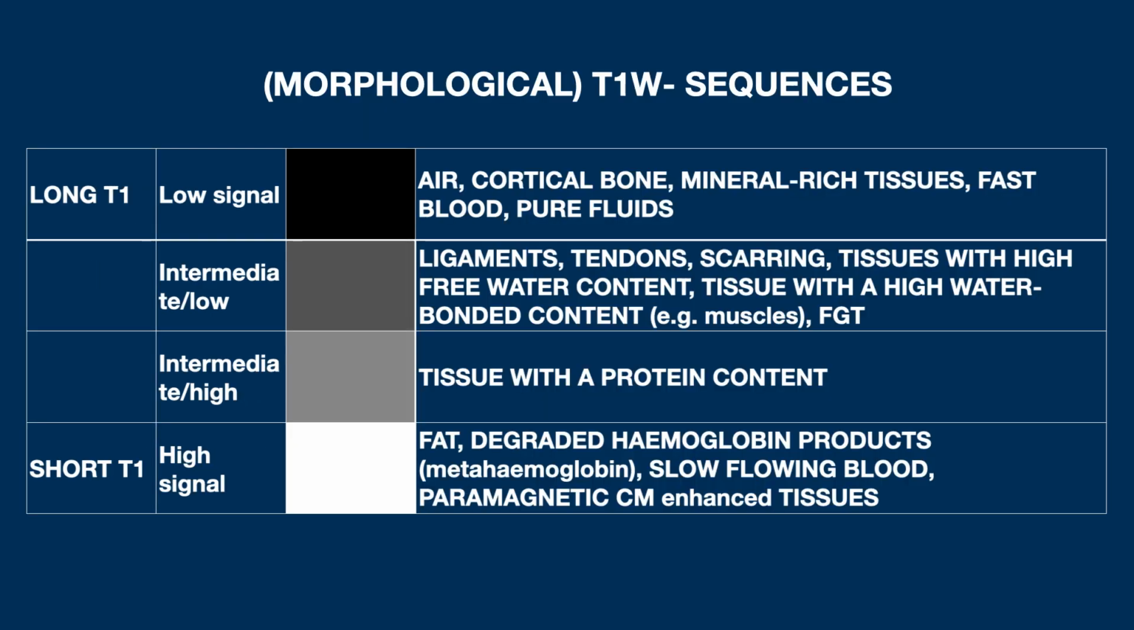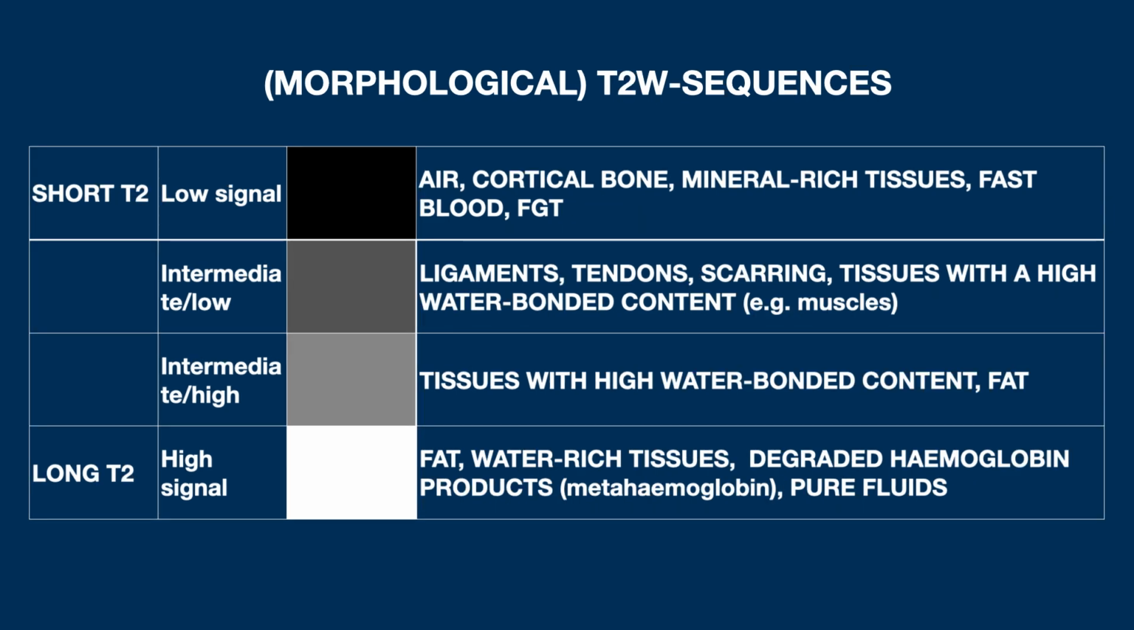This is a table that explains in a very simple way which tissues are high signal or hyperintense, or white, and which are low signal or hypointense, black, for T1 weighted sequences, that is to say, sequences where only the differences in T1 are emphasized and the differences in T2 are obliterated. Same for T2 weighted sequences. Interesting to compare these two tables. Some surprising results here.